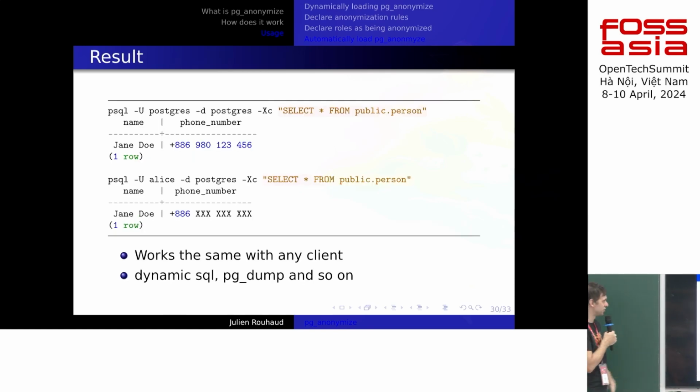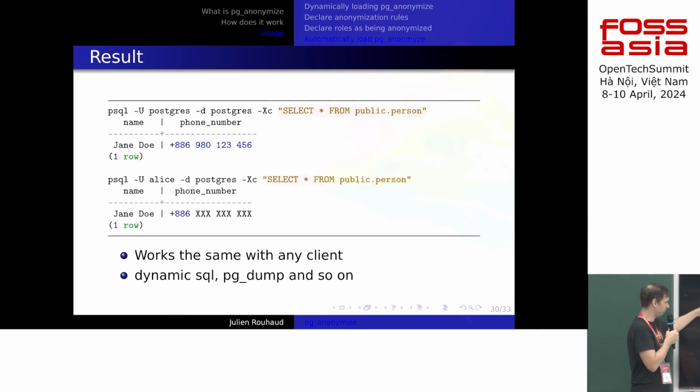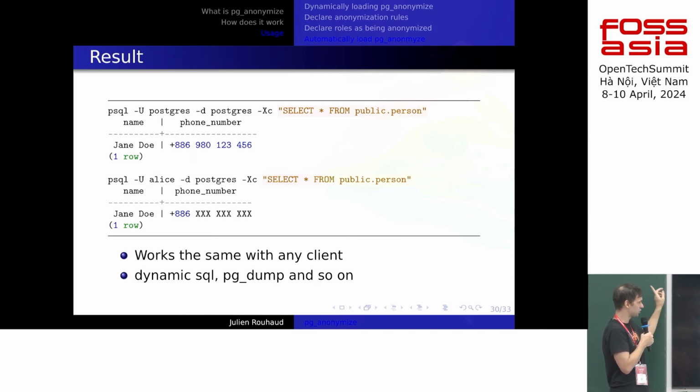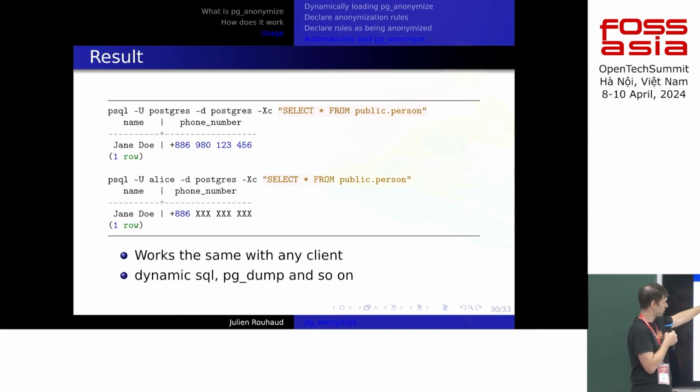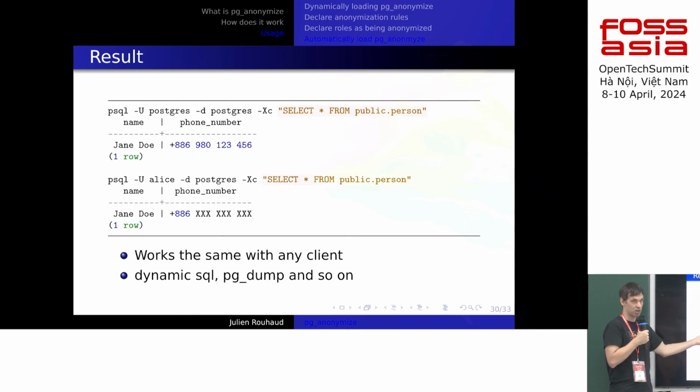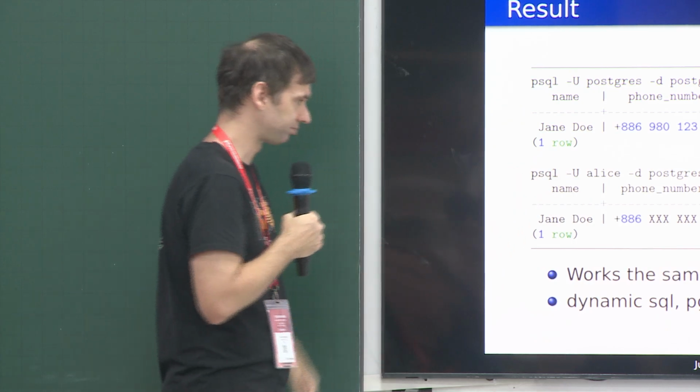And now if you just use it, I actually use the exact command I showed before. If I connect with the user Postgres and I do select star from public.person, I see Jendo with a random phone number. And now if I connect as Alice and I execute the same query, I get the anonymized data instead, without doing anything apart from connecting as an anonymized role.